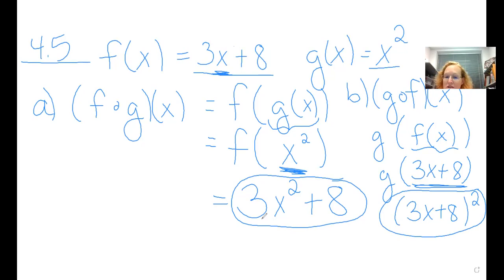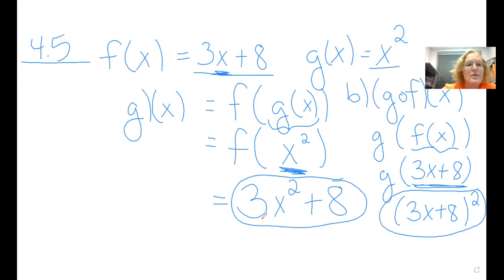I want you to notice, since they're sitting side by side in front of you, how close they are, but there really is a big difference between these two functions. And so when I give you a composition on the midterm exam, you need to pay really close attention to whether it's f composed with g or g composed with f, because that can make a huge difference in your answer.